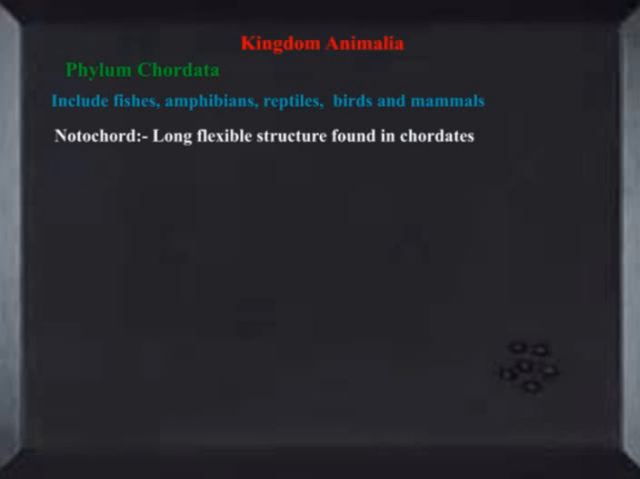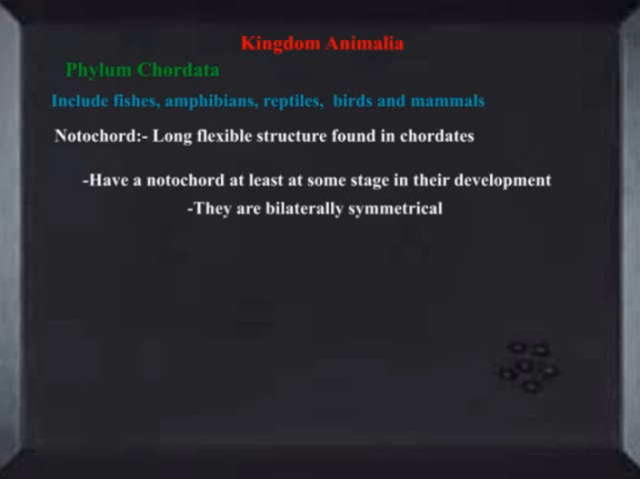The main characteristics of members of the phylum Chordata include the following. Chordates have a notochord at least at some stage of their development. This is found on the dorsal side of the body. Chordates are bilaterally symmetrical. They have a single dorsal tubular nerve cord. In higher chordates, it develops into brain anteriorly and the spinal cord posteriorly. The spinal cord is enclosed in the vertebral column.